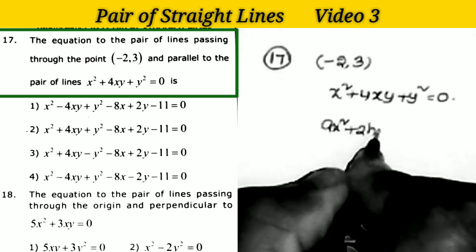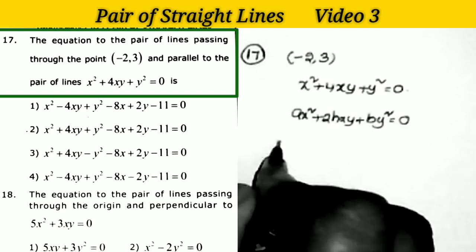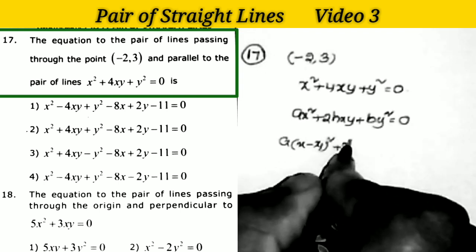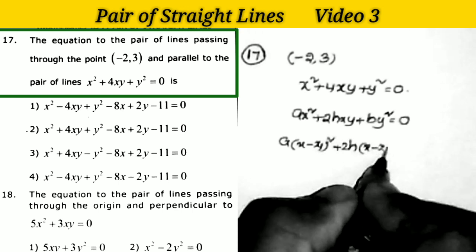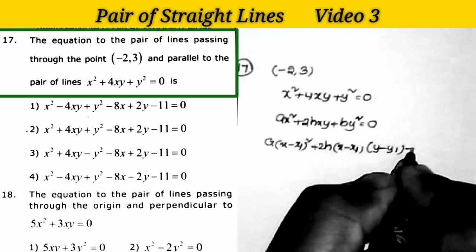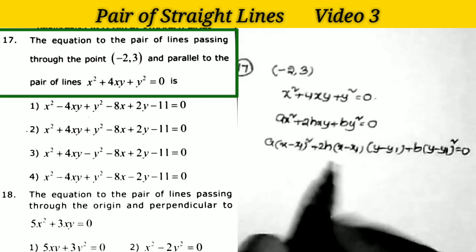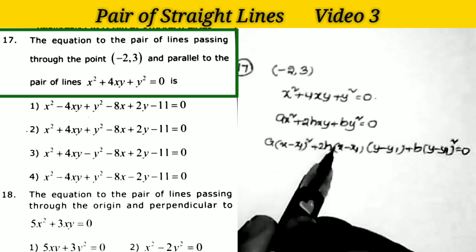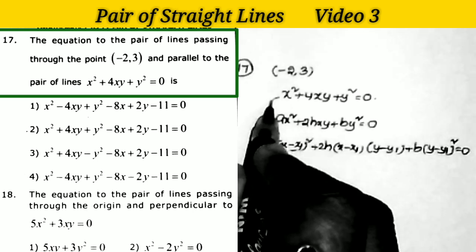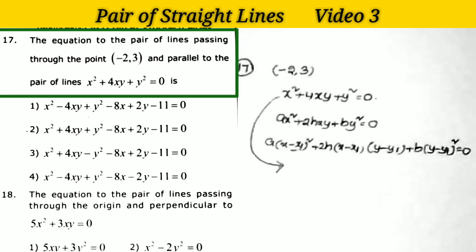First I am writing the formula here. Suppose ax square plus 2hxy plus by square is equal to 0. This is one pair of straight lines. Now I am taking the pair of straight lines that is parallel to the above equation and passing through the point (x1, y1). So this is the pair of straight lines equation which is parallel to the given equation and passing through the point (x1, y1). Okay. So what is the given question? We want the parallel equation of this equation passing through (-2, 3).